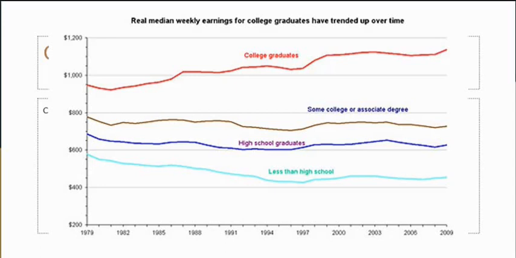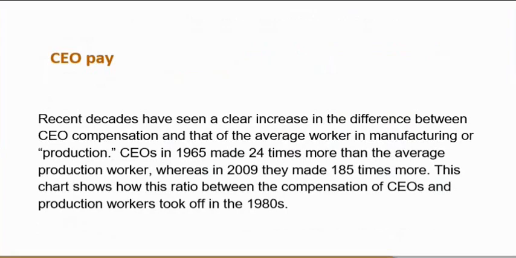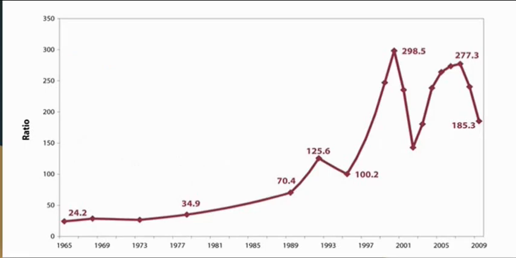We can also talk about CEO pay, because recent decades have seen a clear increase in the difference between CEO compensation and that of the average worker in manufacturing or production. As we all know, the wages of the CEO increase year after year, and the wages of normal workers decrease or stay the same. Here in the graph, we can analyze the growth in the wages of the CEO, starting from 24.2 and finishing at 185.3.